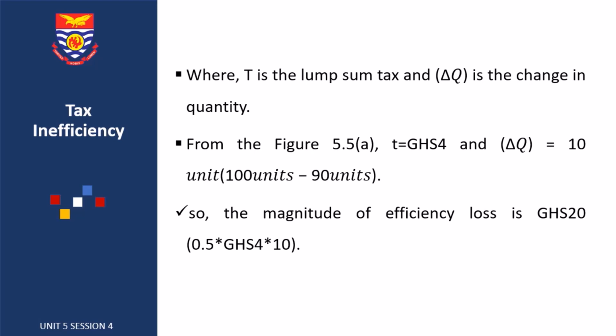That's half base times height. The formula is saying half base times height, and the base that we are looking at is from 100 to 90. That's the 10, and the tax that was imposed is 4. So if that's the case, then we're going to have half times 4 times 10. That's going to give us an efficiency loss of 20.